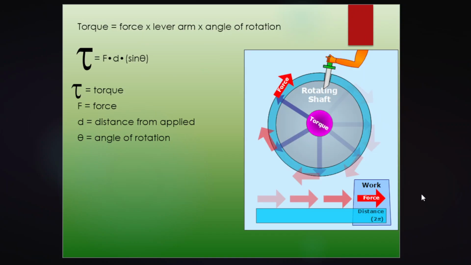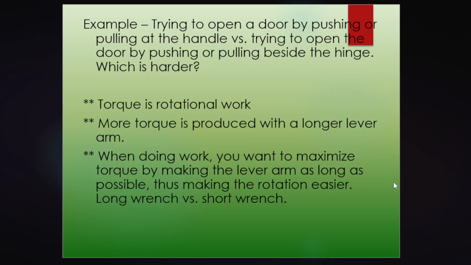Basically, if we go back to here, to get something spinning you need so much torque. To get more torque, you can either increase the force or you can increase the distance away from the pivot point. Basically, torque is rotational work. More torque is produced with a longer lever. More torque is produced with more force. So when you're doing work, you want to maximize torque by making the lever arm as long as possible, making rotation easier. This is the difference between a long wrench and a short wrench.